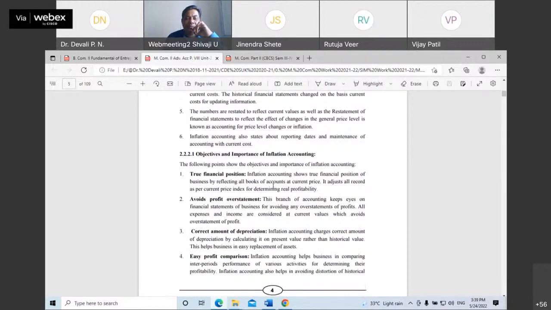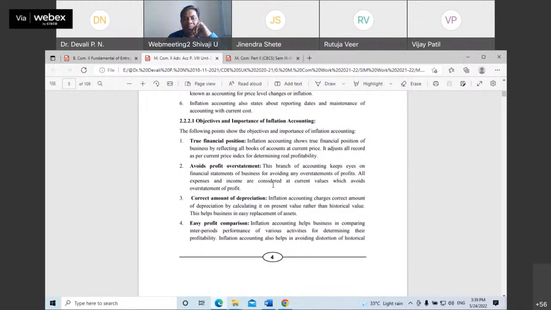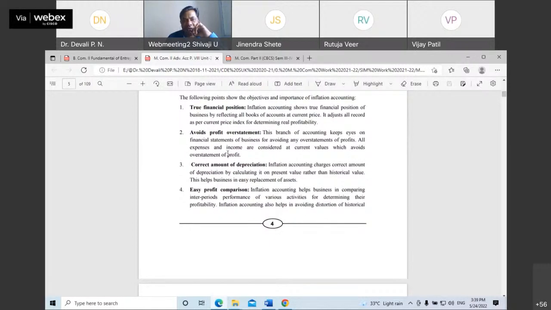So what are the objectives, and how can we see the importance of inflation accounting? This is the first point: true financial position. This is one of the objectives of inflation accounting. We show the true financial position of the business by reflecting all books of accounts at current prices. Whenever you are maintaining all the books or records, you have to consider what type of prices we are showing in the books.